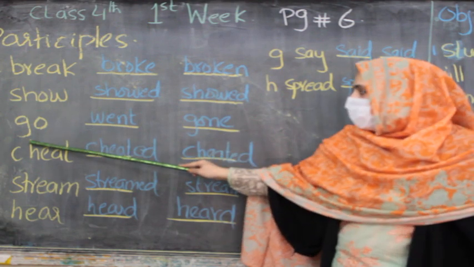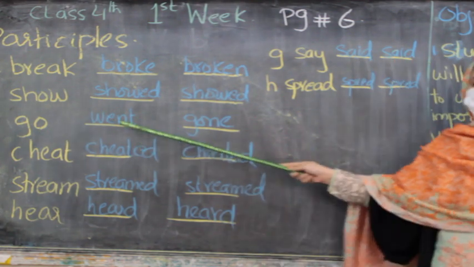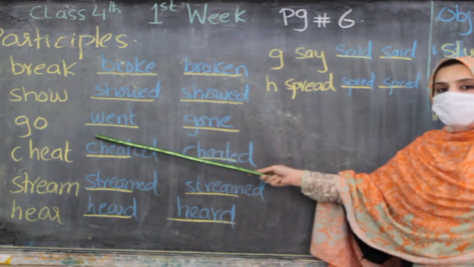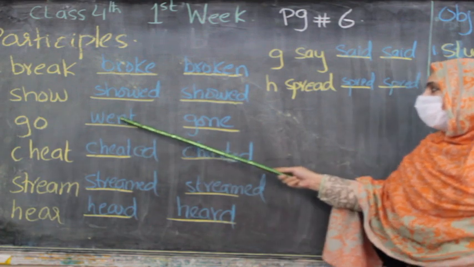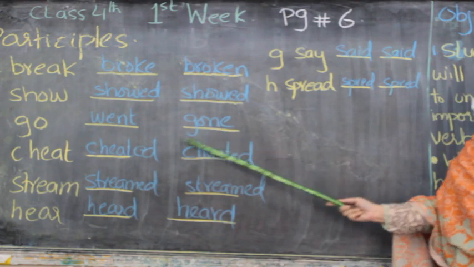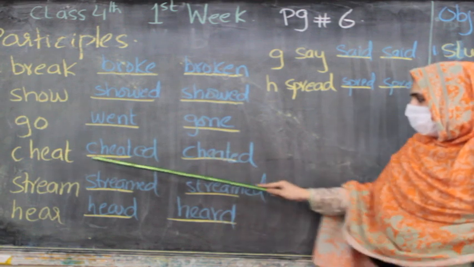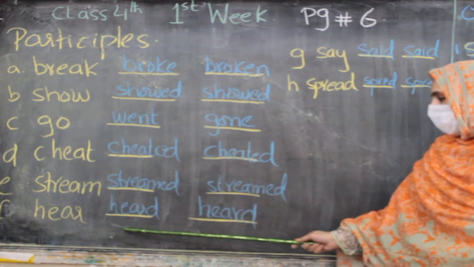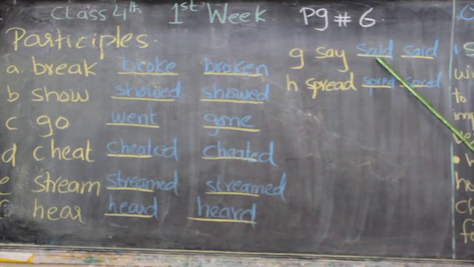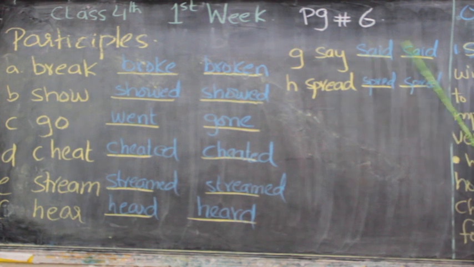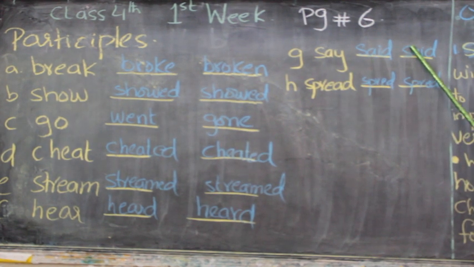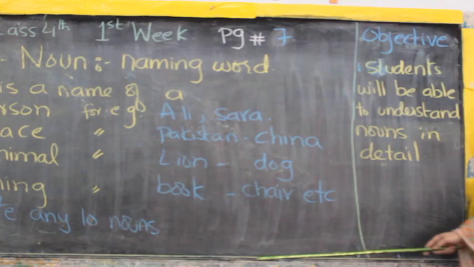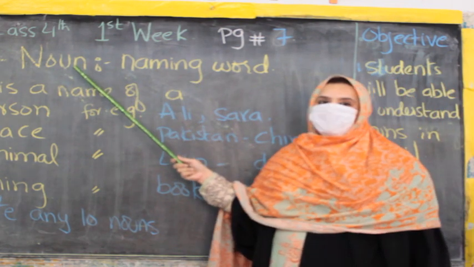If we look at the third one, go, went, gone. Now this is the example of irregular verb. It is called irregular verb because go, went and gone are totally changed from one another. Be, cheat, cheated, cheated, stream, streamed, streamed, hear, heard, heard, say, said, said. Now say, said and said is also an irregular verb. Spread, spread, spread.